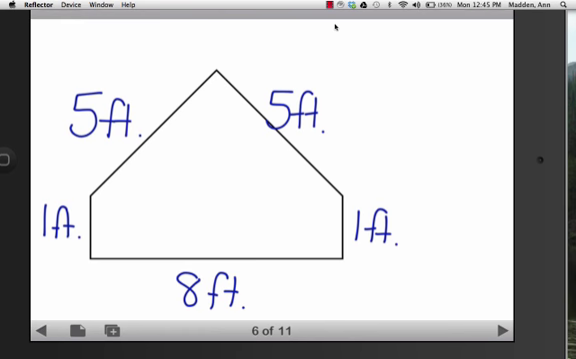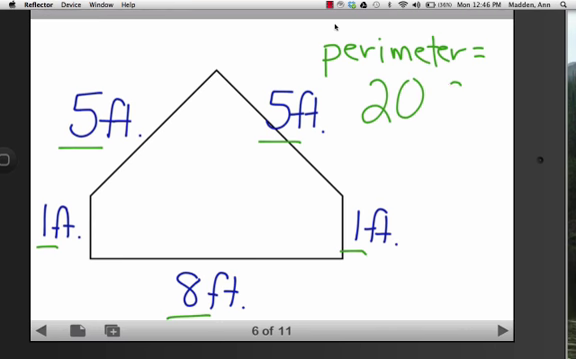When you have irregular shapes, you simply need to add up all of the sides. 5 plus 5 is 10, 11, 12, 12 plus 8 is 20. So the perimeter equals 20 feet.